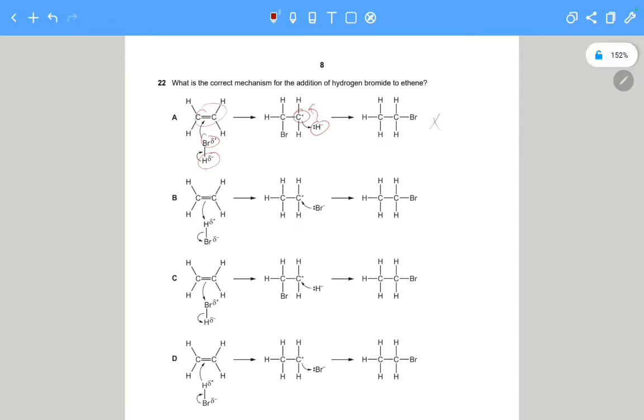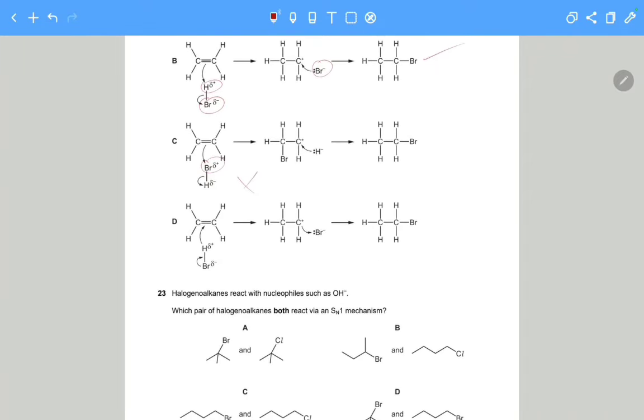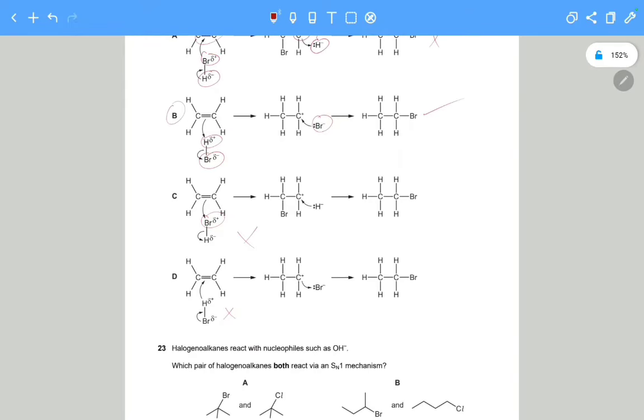Option B, the double bond attacks hydrogen, which has a delta positive charge, correct. And then the bond pair goes onto the bromine, which has a delta negative charge. That's correct as well. Then the carbocation is attacked by the bromide, the electron rich species, and that's correct as well. So this mechanism works. Option C, again, bromine can't be delta positive, so we reject it right away. Option D, the hydrogen is delta positive, but it does not attack into the double bond. It should be the other way around. So this is wrong as well. So option B is the correct answer.